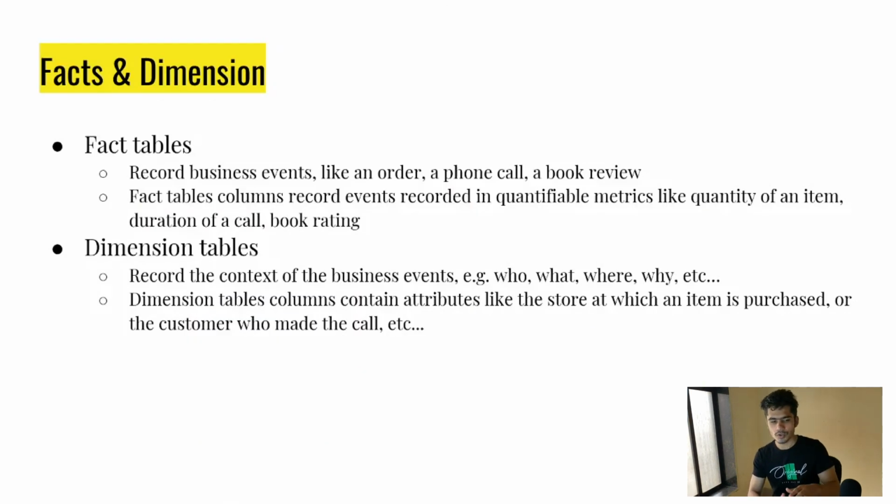Okay, so it's quite easy. The fact table shows the actual fact, so it can be like the order that has come, a phone call, a book review, or any primary key that is being joined to other tables. A fact table's columns record events in quantifiable metrics like an item, duration of call, or book ratings. These are the values, mostly integers. We're going to talk about how to identify fact and dimension, but just understand that this kind of data is stored in fact tables.